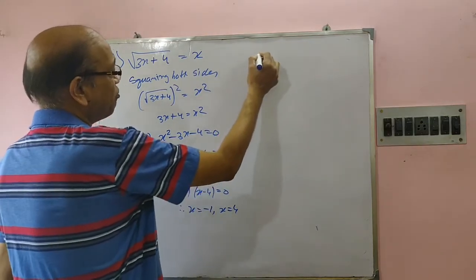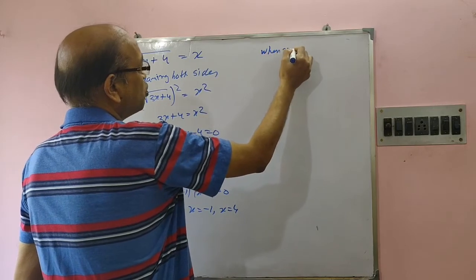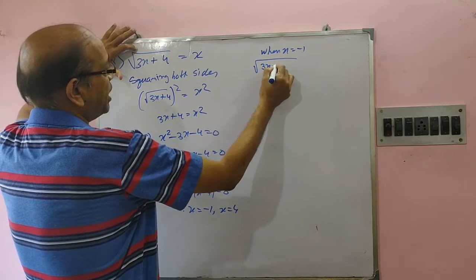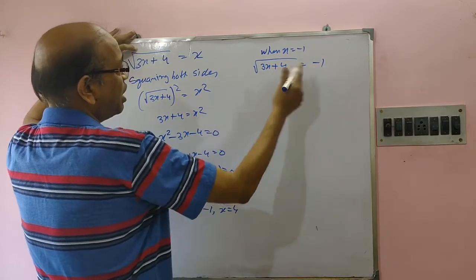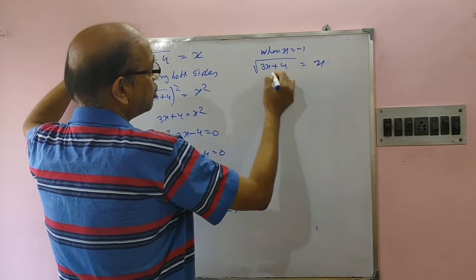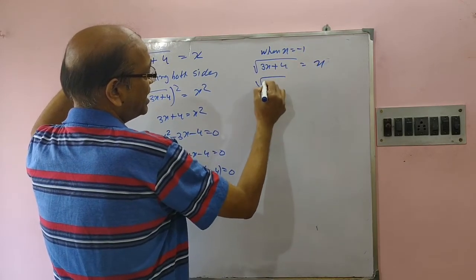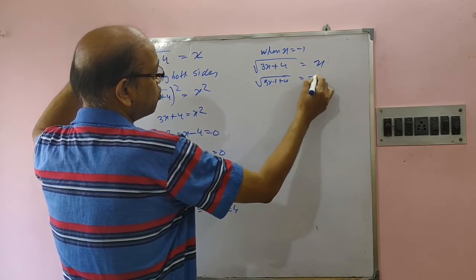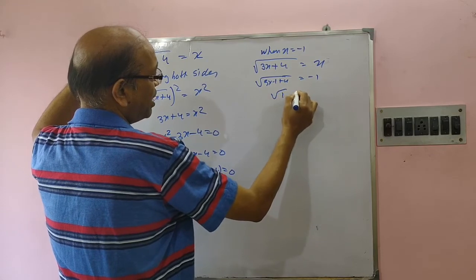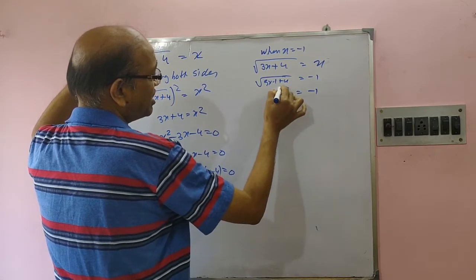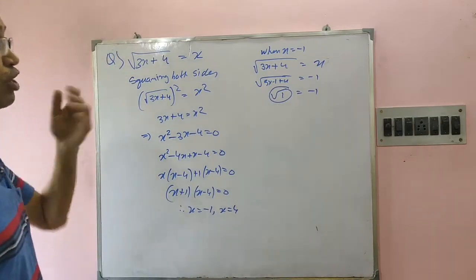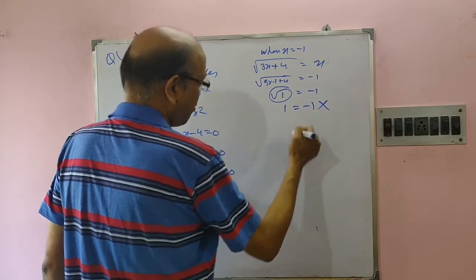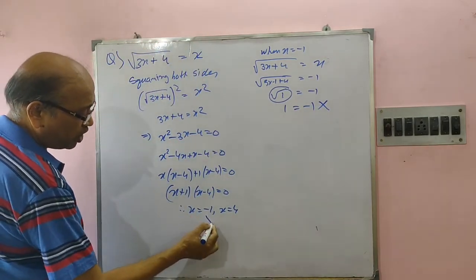Why? Suppose we take x equals minus 1. My equation is root of 3x plus 4 is equal to x. Now taking x equals minus 1, I get 3 into minus 1 plus 4, which gives root of 1 on the left and minus 1 on the right. But we always take the positive value of the square root, which means 1, and that is not equal to minus 1. Therefore x equals minus 1, we do not take this value.